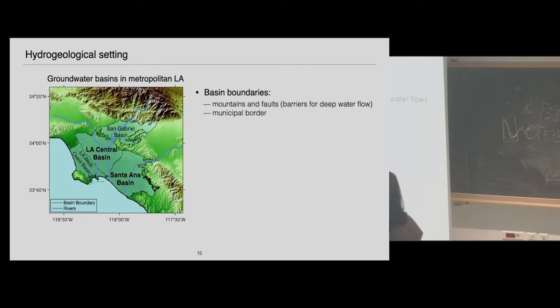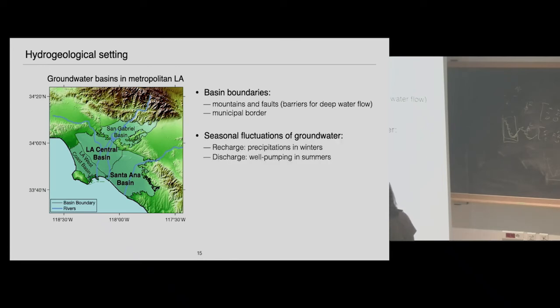So this shows our study area in metropolitan LA, comprising a number of groundwater basins, mainly the Santa Ana Basin and the LA Central Basin. These basins are mainly bounded by mountains and faults, but they are also partly partitioned by municipal borders. I need to note that each of these basins is adjudicated to a different local water department. The groundwater in this area exhibits strong seasonal variability due to the precipitation in winters that recharges the groundwater system and the heavy well pumping in summers that depletes the groundwater system.